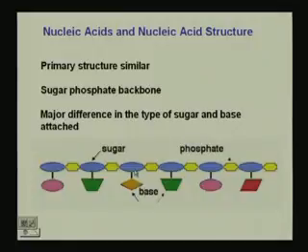Now, the difference again also lies in the type of base that is attached to the ribose or the deoxyribose ring. Okay? So, what we have is a phosphate that is shown in yellow here, the sugar that is shown in blue, and we have different kinds of bases depending on the nucleic acid that is attached to the sugar. So, what we have basically is a sugar phosphate backbone, and we have the bases attached to the sugars in the backbone.